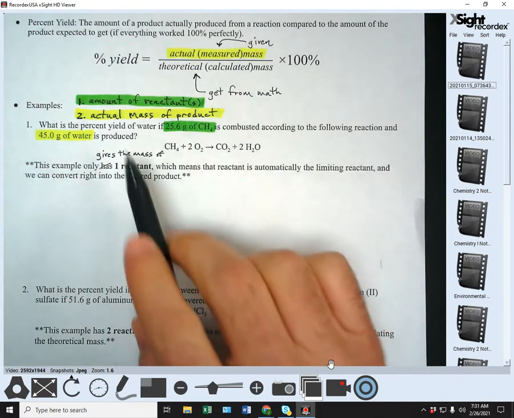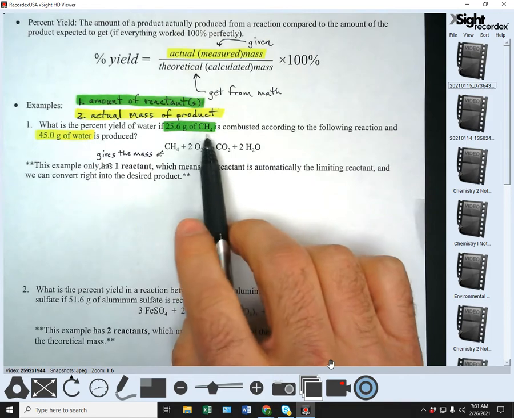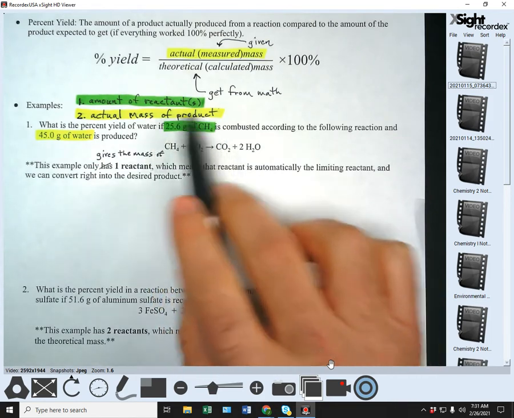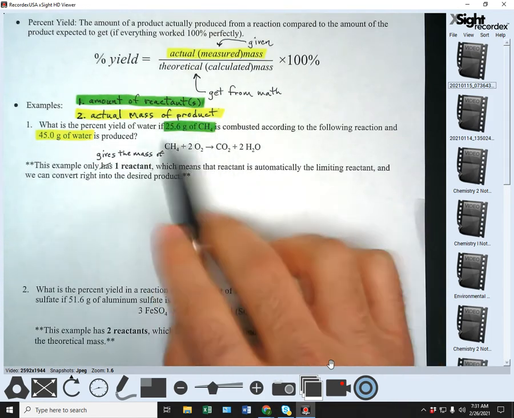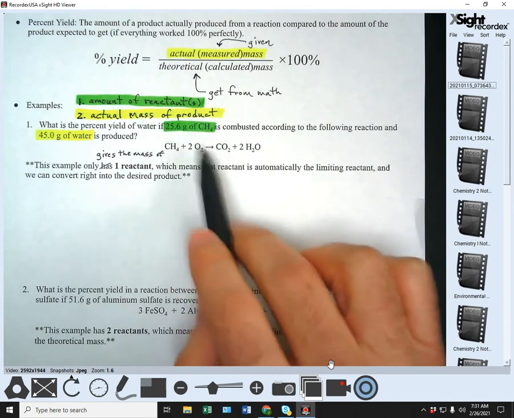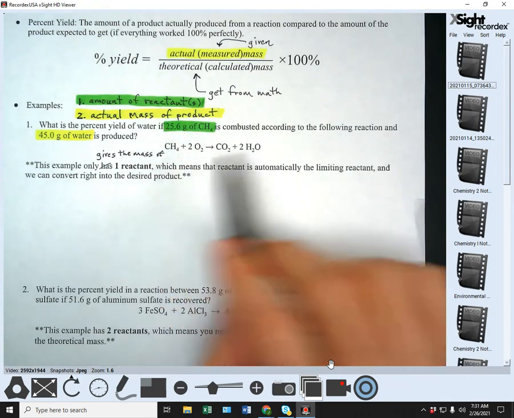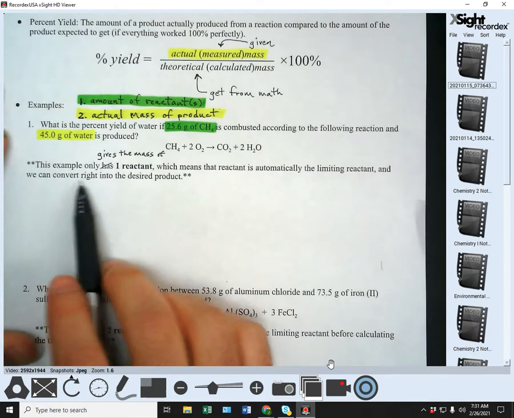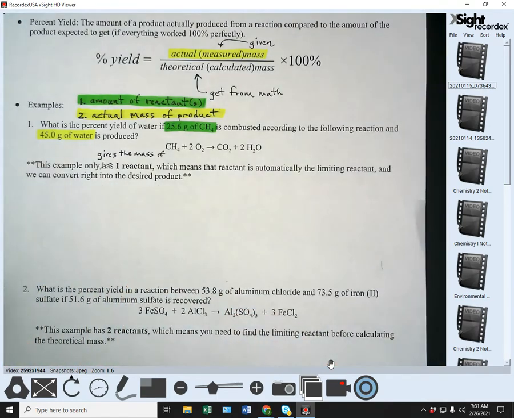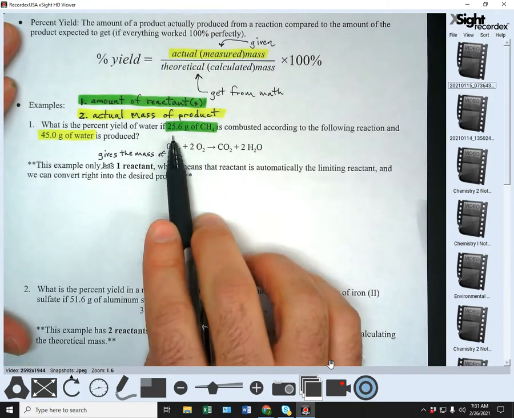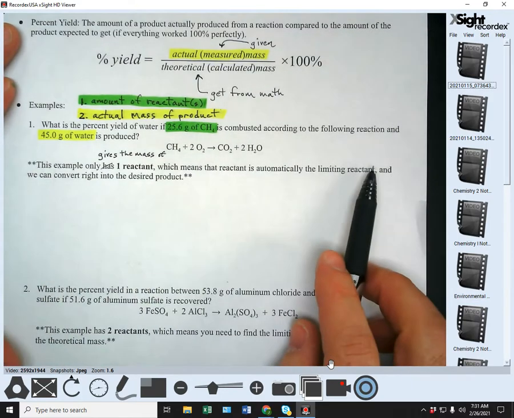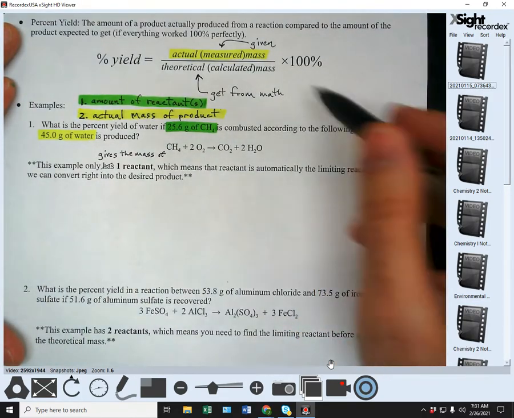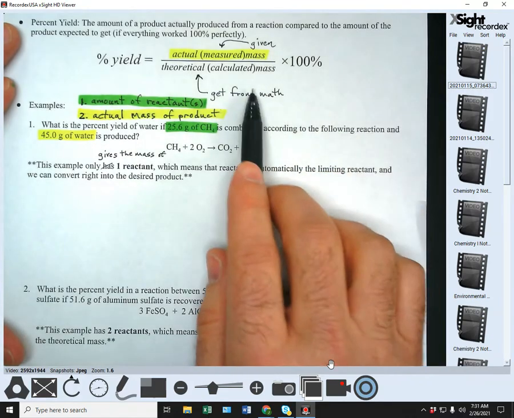In other words, they told us we have this much CH4. We're going to assume that amount of CH4 is the thing we're going to run out of. That's because we're going to assume we have more than enough of the other reactants. So we can convert directly into the desired product. We don't have to do the BCA chart because we know the one that runs out first. We know what we are using to find all the other stuff. So we need to do this.